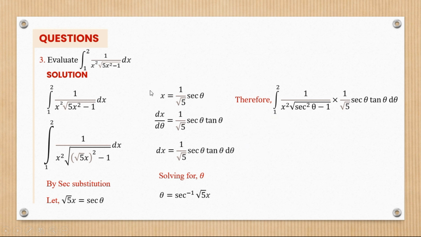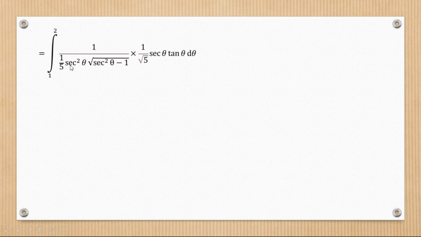Now good enough, we actually know what x is, so if x is equal to 1 over root of 5 sec theta, that means x squared shall be equal to that. So x squared shall be equal to 1 over 5 sec squared theta. So substitute that back in, and this is what I have. So substitute this where we have x squared, this is what I have now.